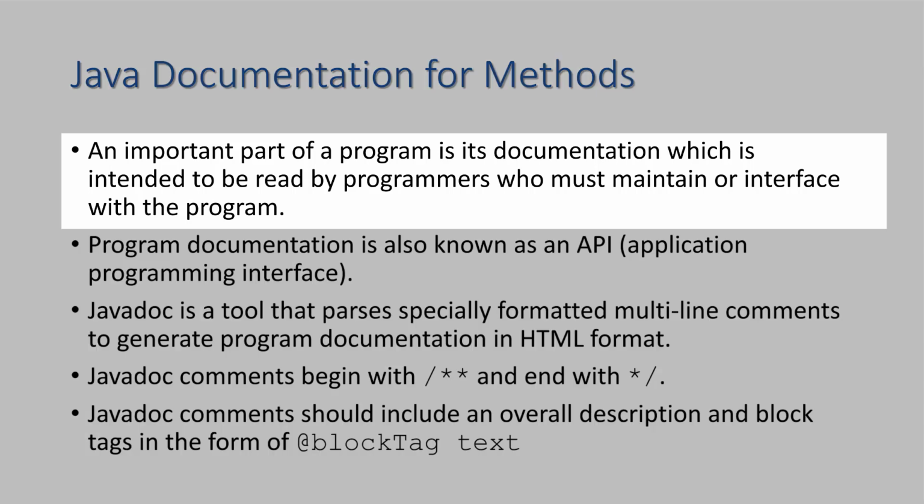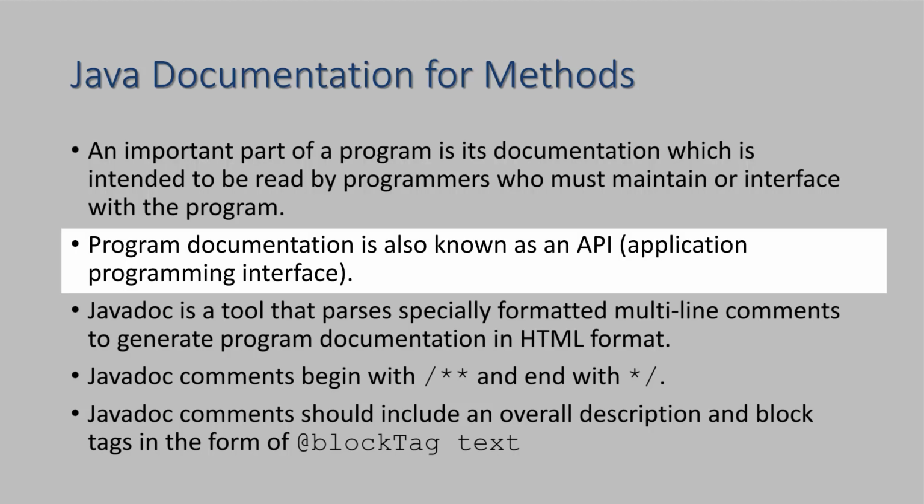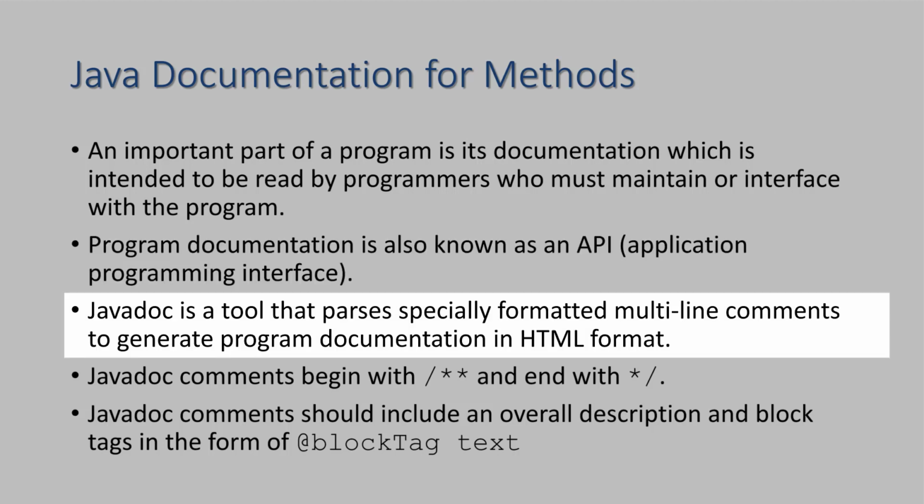An important part of a program is its documentation, which is intended to be read by programmers who must maintain or interface with the program. Program documentation is also known as an API, which is Application Programming Interface. Javadoc is a tool that parses specially formatted multi-line comments to generate program documentation in HTML format.